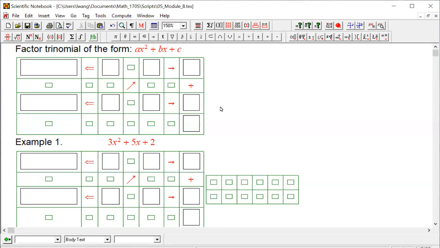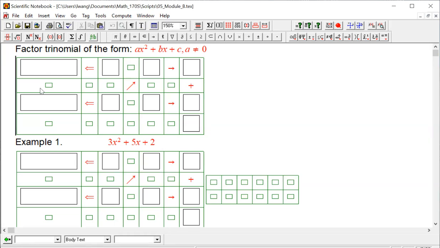Hello, welcome. In this episode, we're going to factor trinomials of the form ax squared plus bx plus c. And this time, a, even though it's not zero, is not necessarily one. In the previous episode, we worked the case that a is one, but in this case, a may not be one.